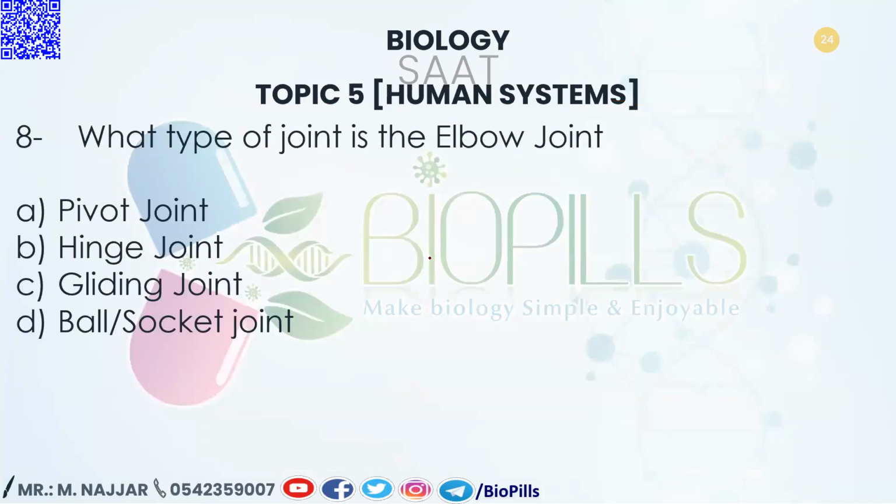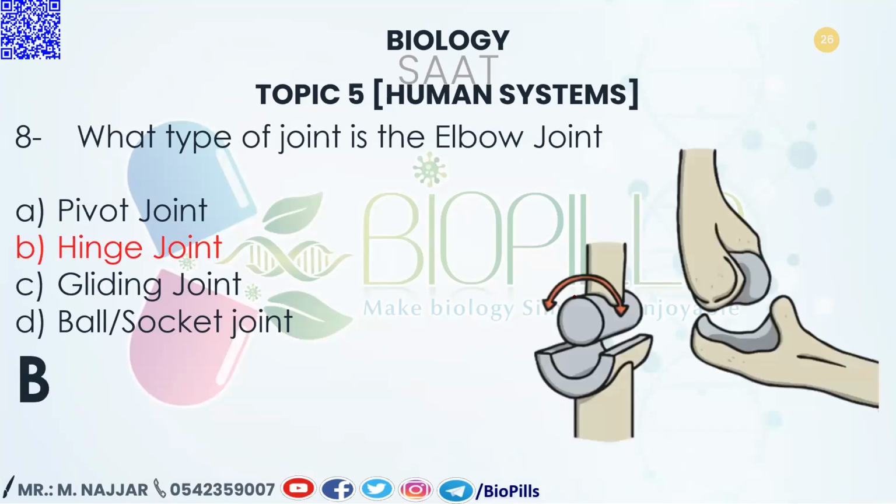Question number 8, what type of joint is the elbow joint? I just mentioned this. A, pivot; B, hinge; C, gliding; D, ball and socket joint. It is hinge, yes. Because you will never be able to straighten it more than this, due to its structure.